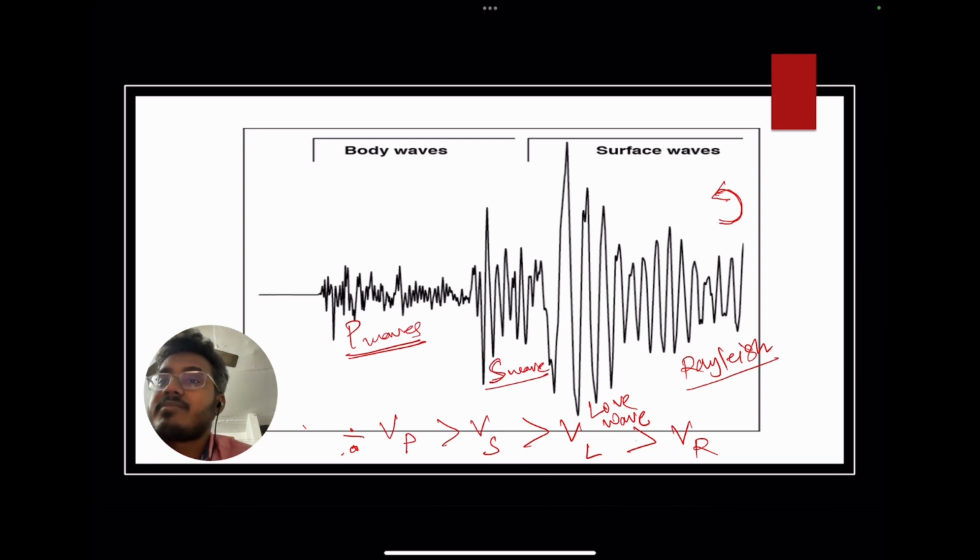S waves, shear waves, do not travel through liquid because liquids do not have the ability to shear, but they can travel in semi-molten or highly viscous liquids. But nonetheless, the velocity will be very feeble.